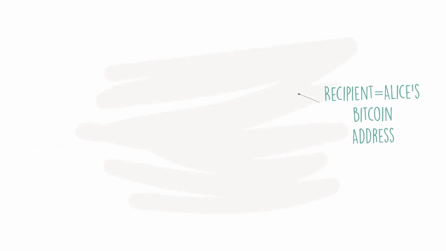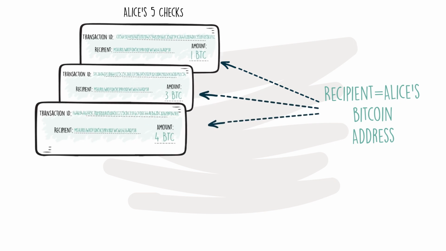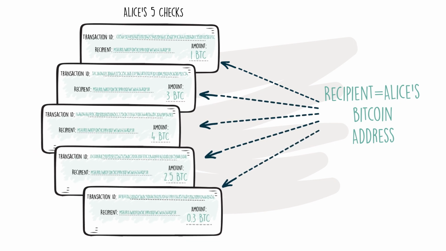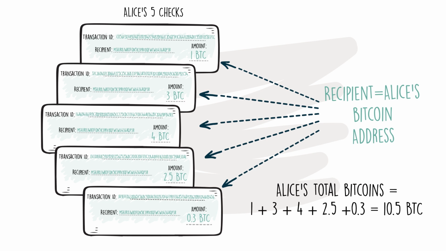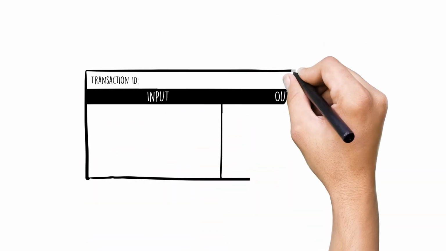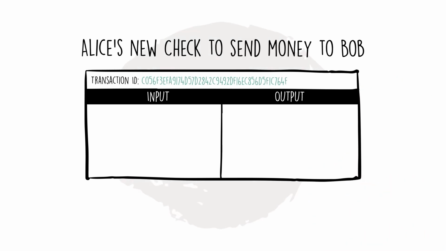Let's say Alice has a stack of 5 checks that others gave to her. You can tell they are hers because the output shows the hash of Alice's public key, which is essentially her Bitcoin address. Each of these checks has a transaction ID. To send Bob 0.2 Bitcoins, Alice needs to write a new check by filling in the following fields. Output should be the hash of Bob's public key. The amount should be 0.2.